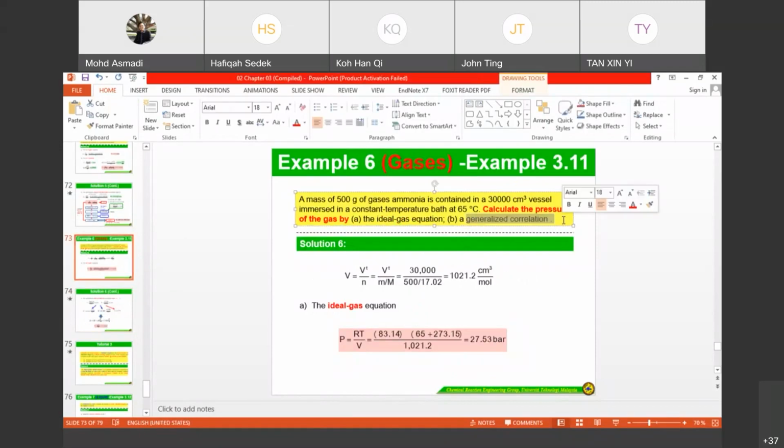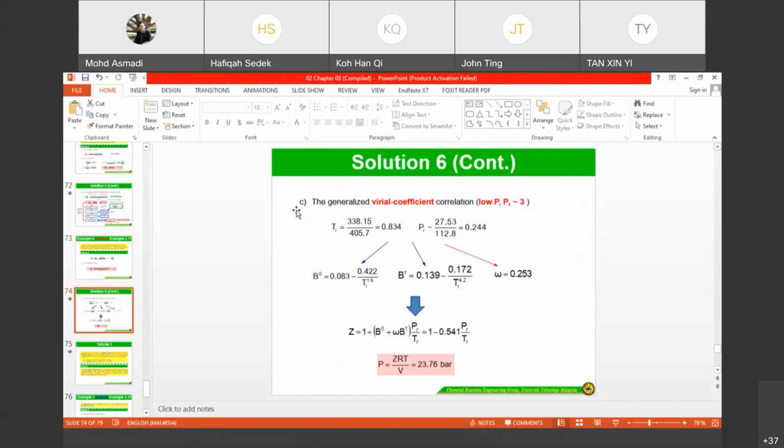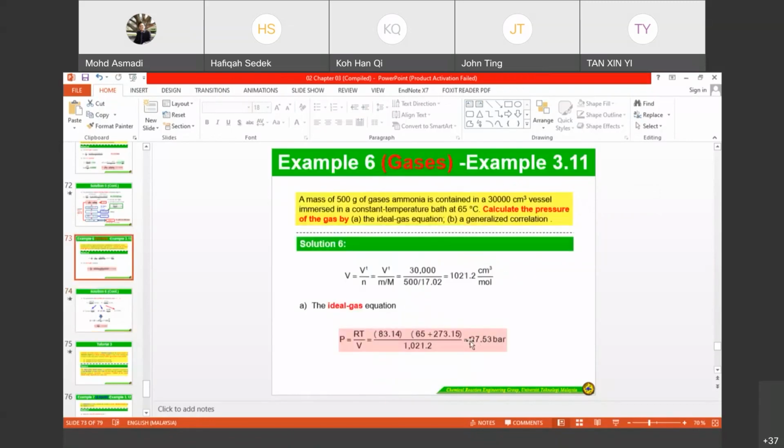Meaning that whether you want to use the compressibility factor equation or the virial equation. For ideal gas, you just calculate 27.53 bar. We choose virial because we consider it moderate. PR is almost around 3. If we calculate from the ideal gas equation, we can predict it's just around 27.353.